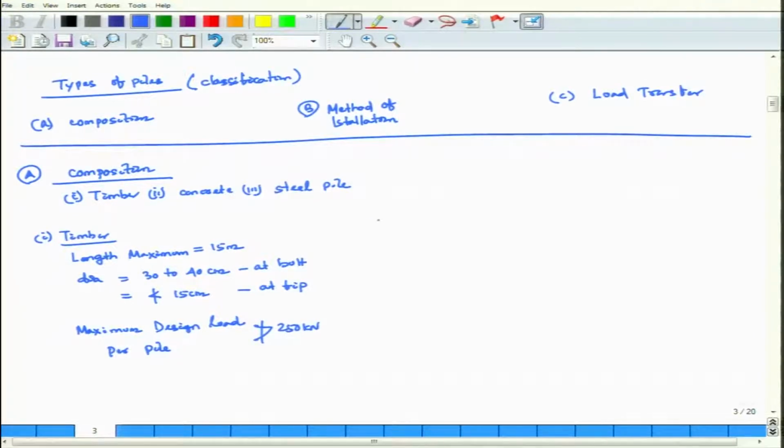Second one is your concrete. In concrete again two types. One is your precast, other is your cast in situ.